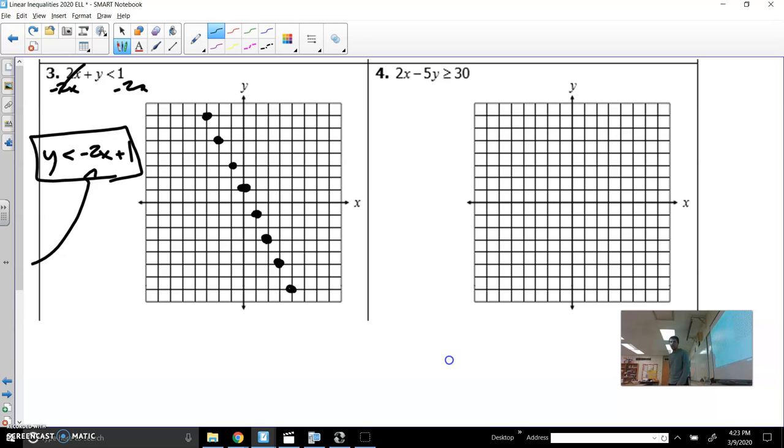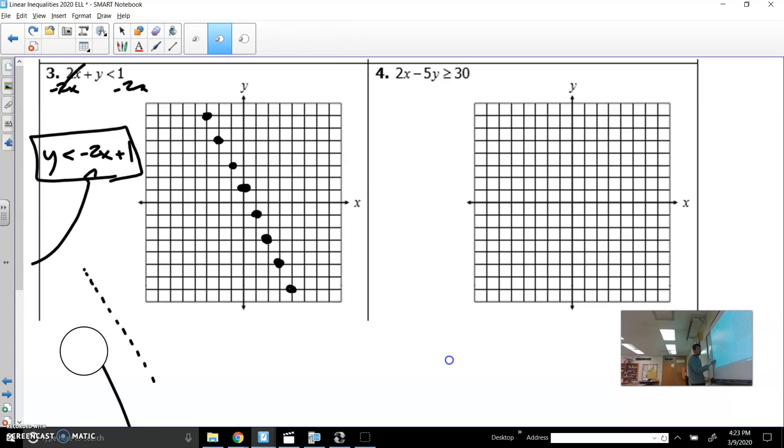So in the past, we would just connect this together, but now we have to ask ourselves, should this be dashed or should it be solid? Should we draw a solid line through those points or should we do a dashed line? Well, we have to ask ourselves, is there permission to be equal to the line itself? And the answer to that is no. We have to be strictly less than.